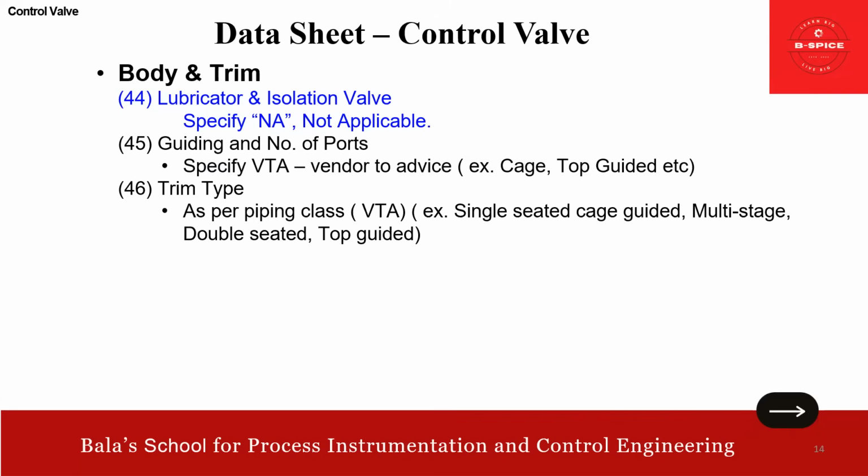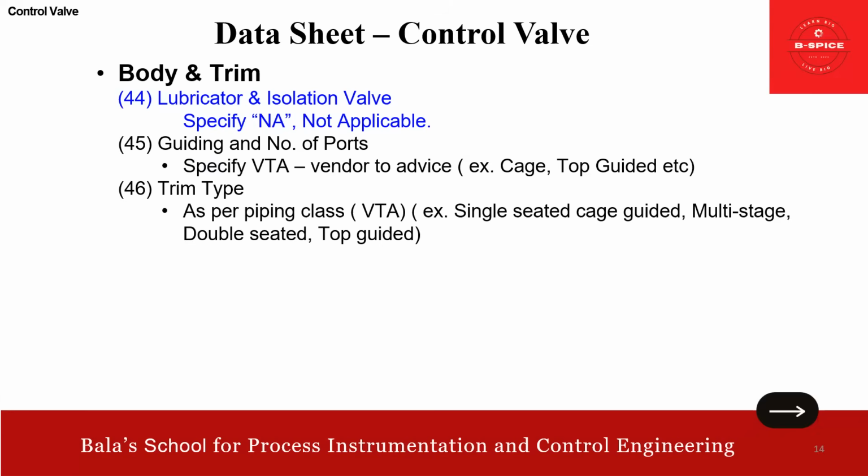Here also I just want to add some insights. What is trim? Of course, our experienced colleagues know, but for the beginners, I just want to tell you. Basically, trim consists of plug, seat, and stem guide. These are the three: plug, seat, and stem guide. Trim construction will vary depending on the type of valve, the characteristics of the plug, the pressure drop across the valve, and the sound level. All these factors decide the trim type.